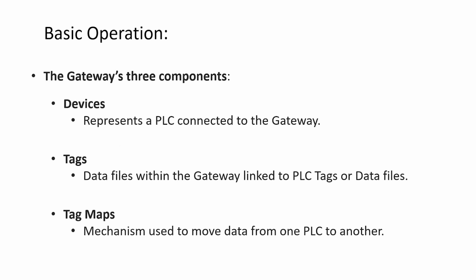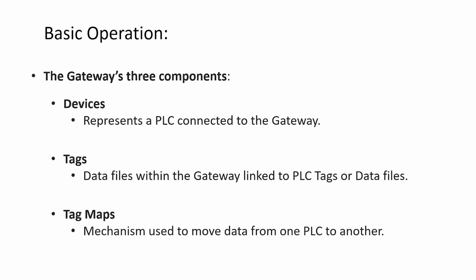The basic operations of a gateway have three components. One is what we call devices, which you configure in the configuration screen. You configure a device to talk to a PLC or another device that is speaking one of the protocols we support, so that device represents the connection to that PLC or other device. Within that device, we have tags in the gateway that are linked to tags, data files, or Modbus registers in the device it's connected to, and then the tag maps, which is really where the work is being done.